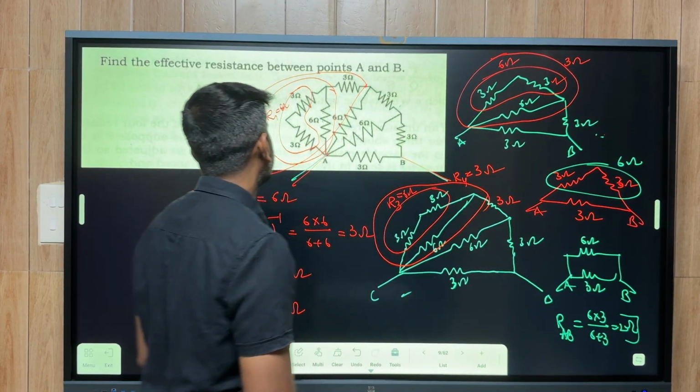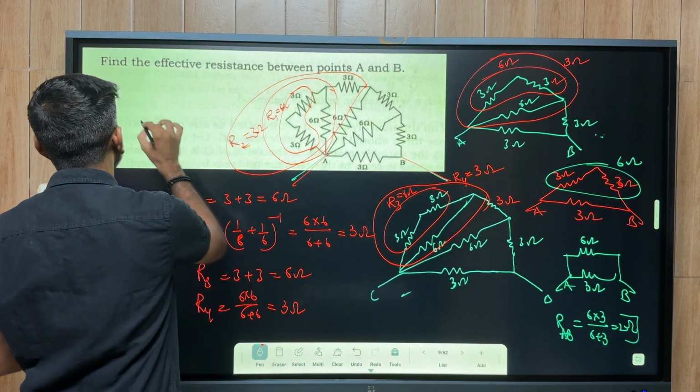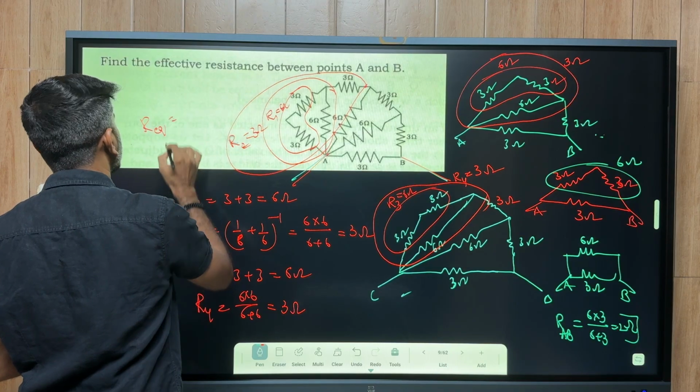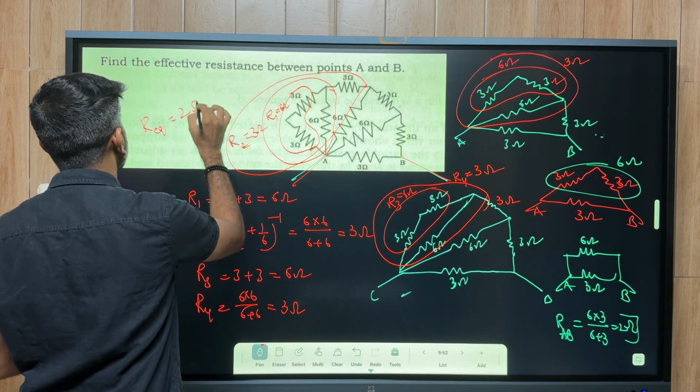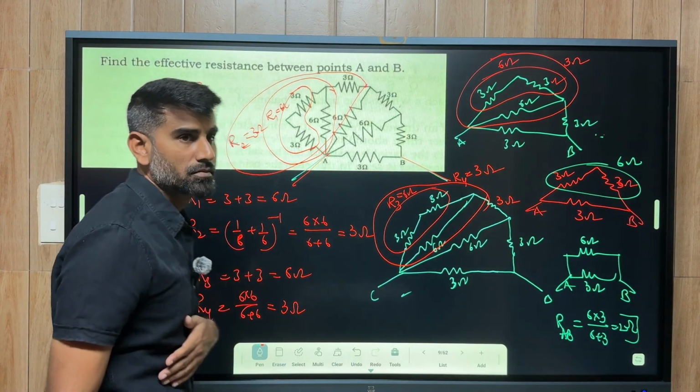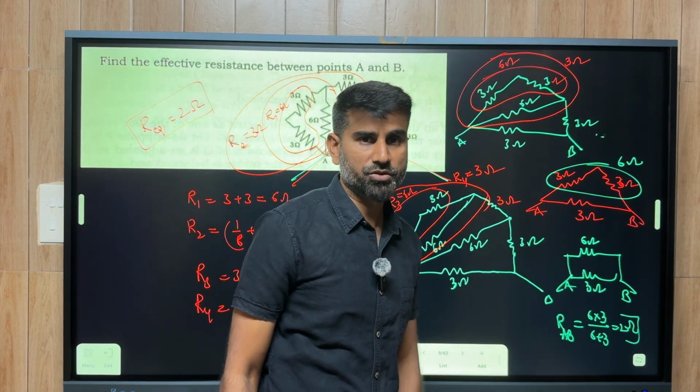So finally I have got the equivalent resistance. R equivalent is equal to, how much is it? 2 ohms. R equivalent is equal to 2 ohms.